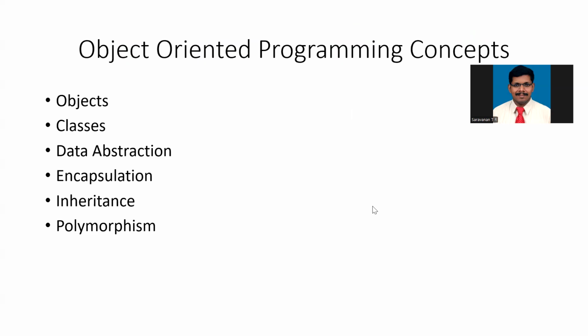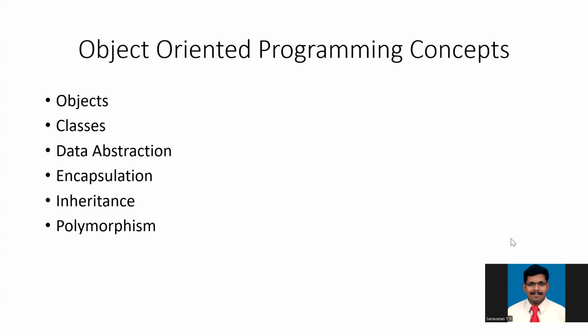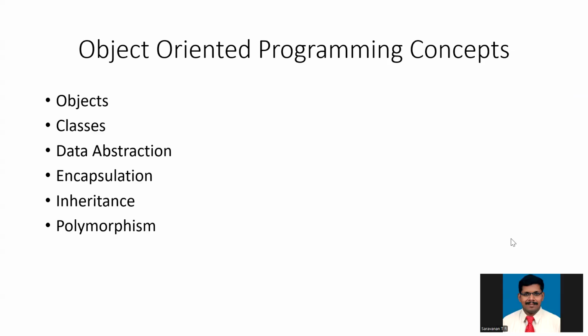Next is object-oriented programming concepts. There are many object-oriented programming concepts. What is the need for these concepts? What were the previous functionalities before this? Now, object-oriented programming is a mechanism in which we go for objects and classes. It only focuses on data and objects.